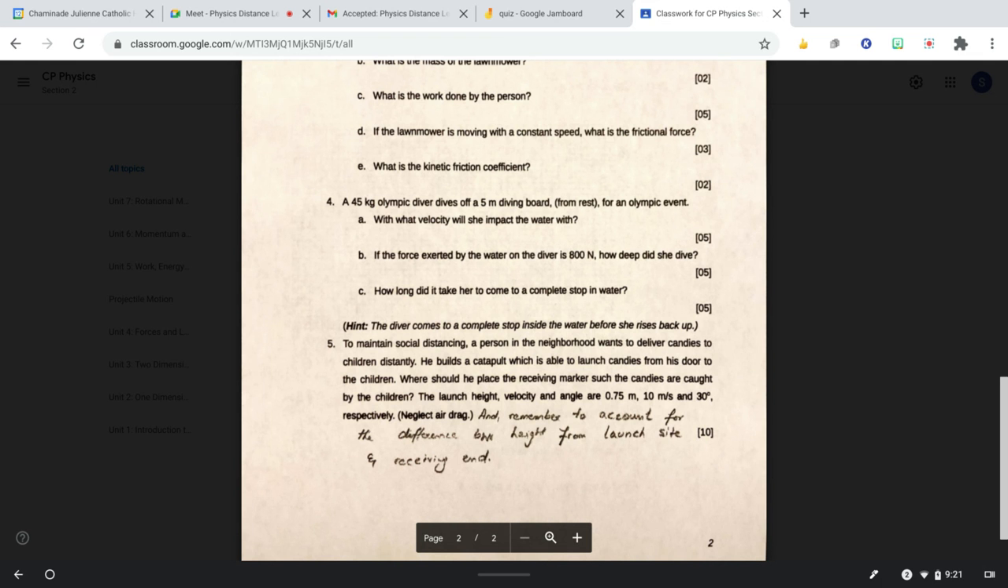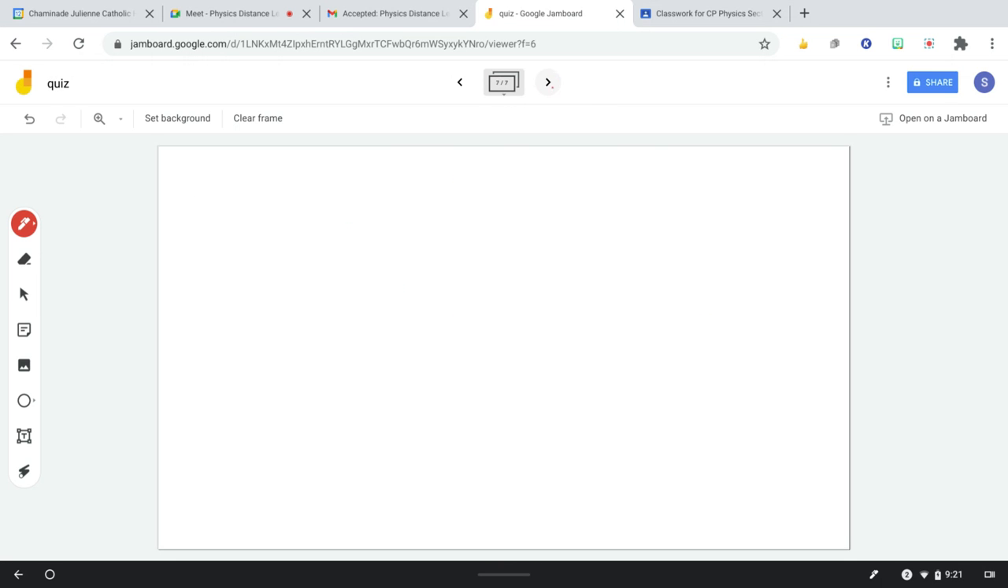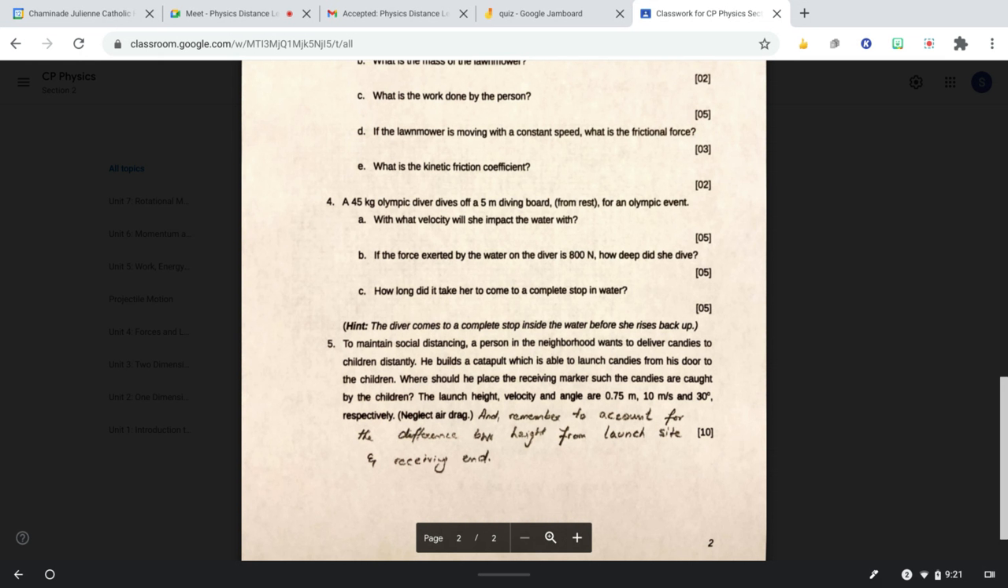So if there are no questions, then let's move on to question number 4. Question number 4 is talking about a 45 kilogram Olympic diver who dives off a 5 meter diving board from rest for an Olympic event. With what velocity will she impact the water?